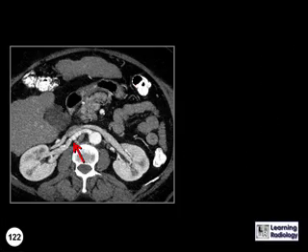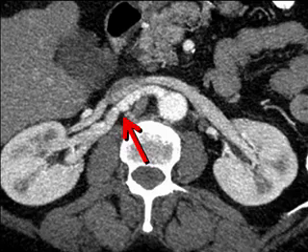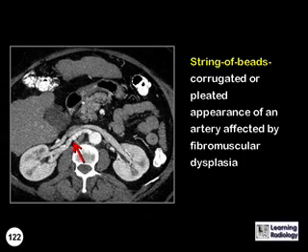What is the name of this appearance? This is the string of beads, which is the corrugated or pleated appearance of an artery affected by fibromuscular dysplasia.